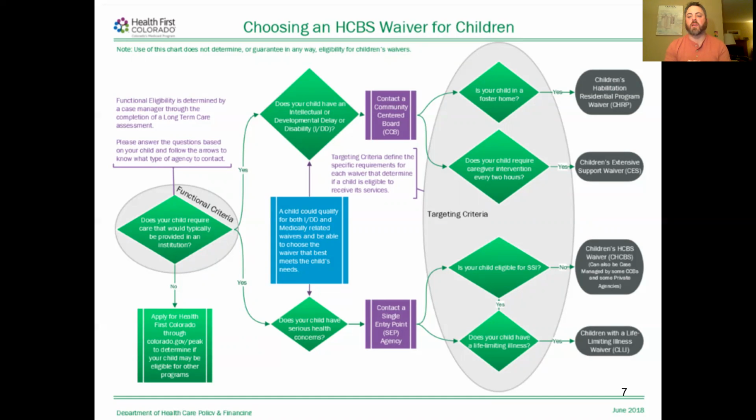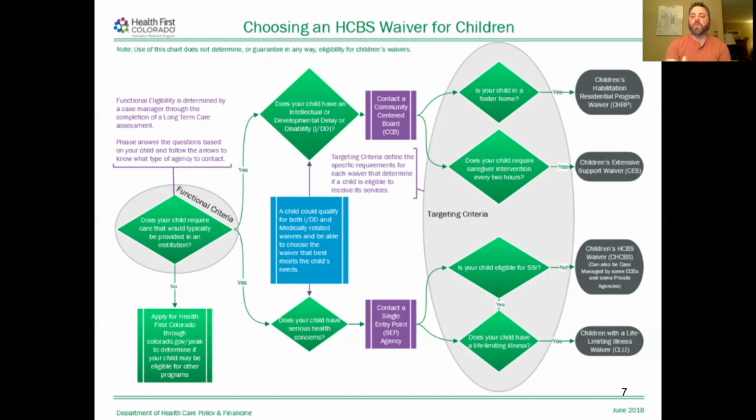We'll talk about what that looks like. They can go into the CHRP, or Children's Habilitative Residential Program, waiver. Is it a lot of interventions every 2 to 3 hours overnight? They don't sleep through the night. They have a lot of behavioral issues and maybe even medical concerns, and they're the most in need. So they might qualify for the Children's Extensive Support Waiver. Those two waivers are specifically designed for kiddos with intellectual and developmental disabilities.